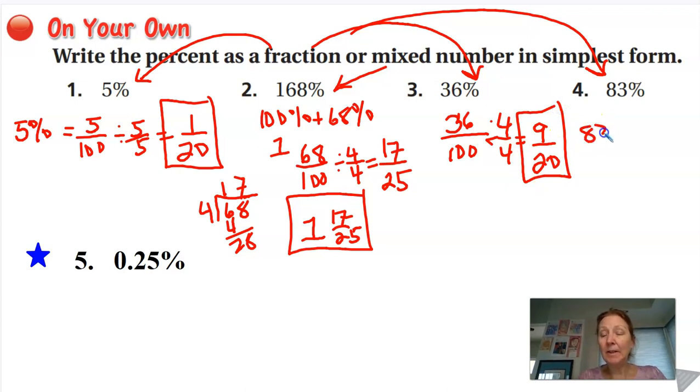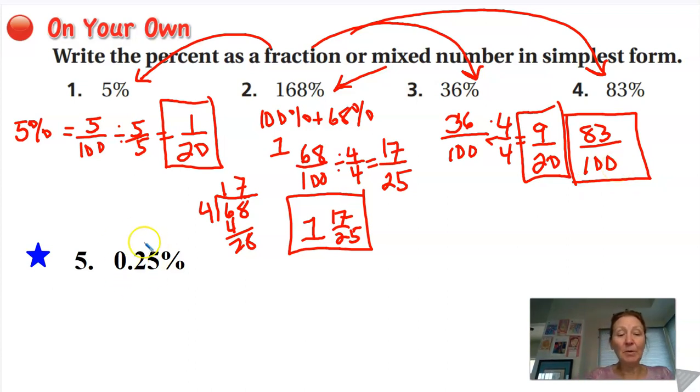And the last one, 83 over 100. All right, and that's a little bit of a trick one. You could look at the yellow sheet and see that 83 doesn't have any factors except for 83 and itself. It is a prime number. If it's a prime number, then it has no common factors with 100, and that is as simple as you can get. Okay, here's a bonus question.